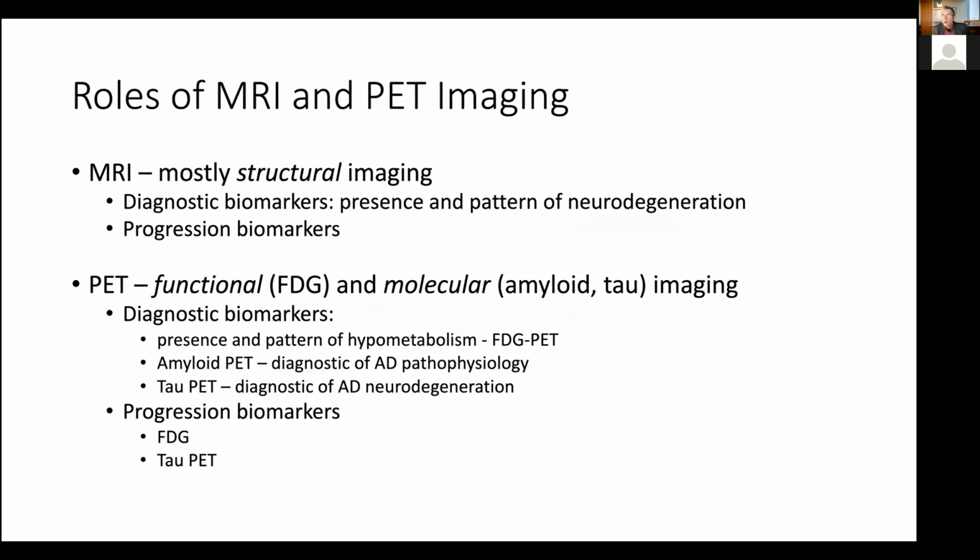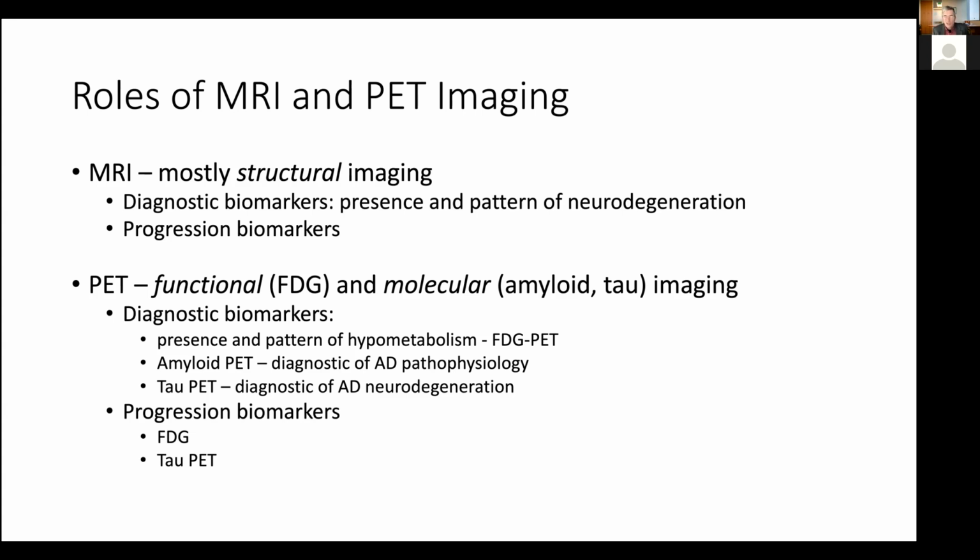The roles of MRI and PET imaging are fairly distinct. MRI is predominantly a structural modality in this context, really looking for the presence and pattern of neurodegeneration that we can use to support a diagnosis of Alzheimer's disease, and maybe most importantly, exclude other processes that might show up on a structural image. And I can say more about that if you're interested. And then as a progression biomarker: are things getting worse and at what rate?